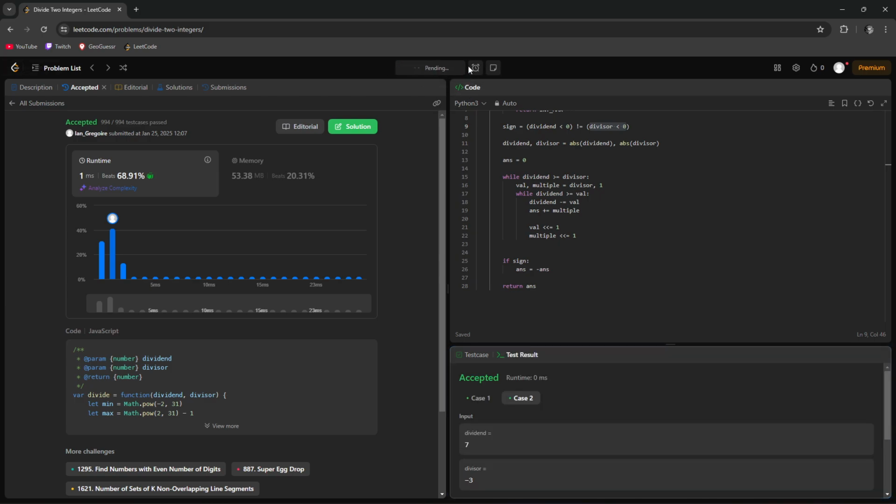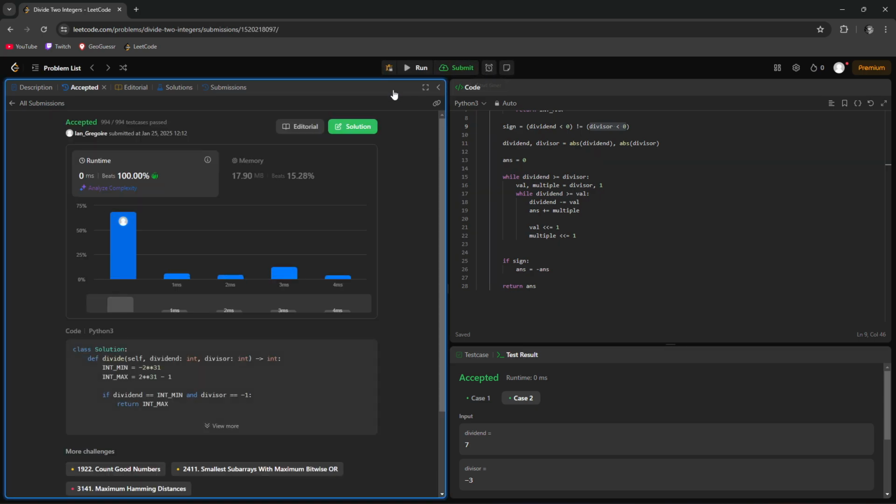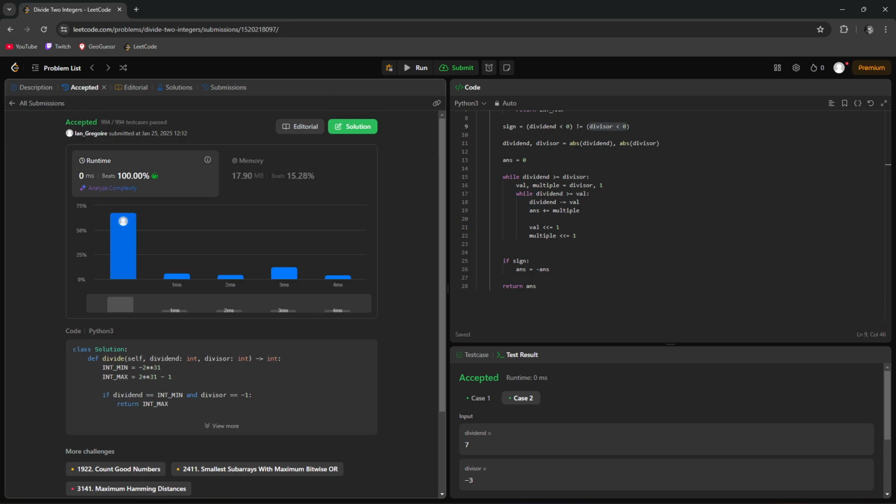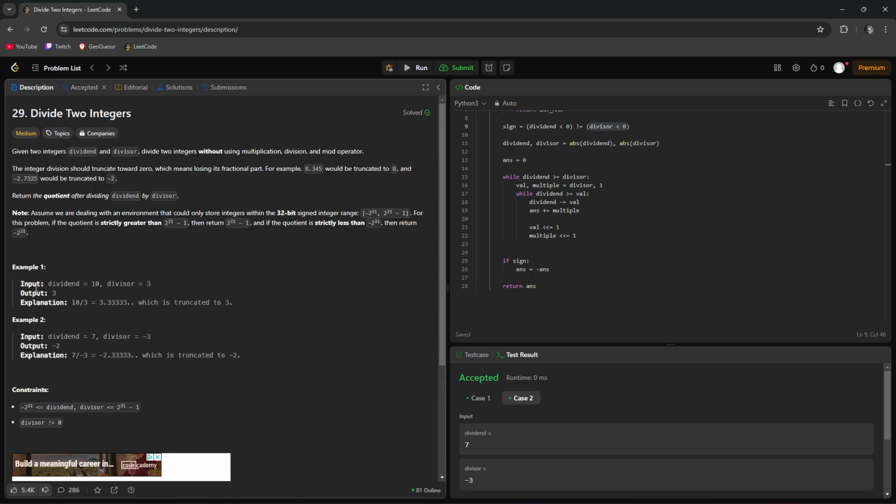Okay. Fantastic. And that's not a lot of memory change. Awesome. And that's divide two integers without multiplication, division, and mod operator.